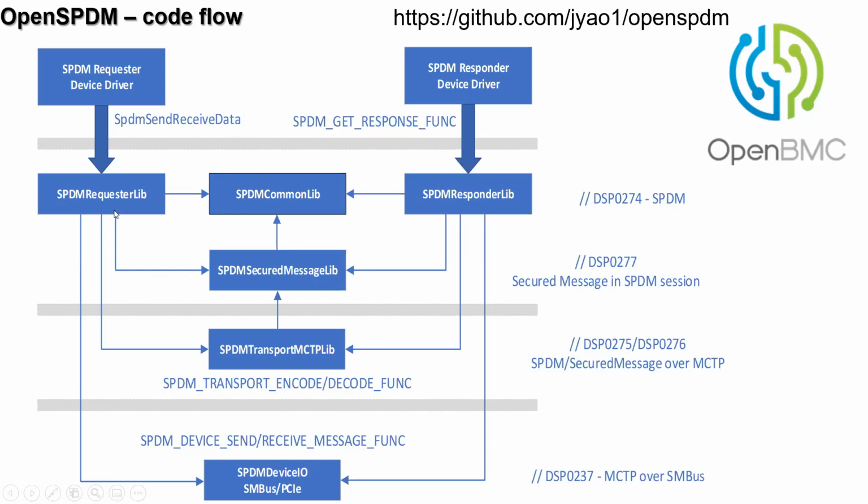So the requester library provides code for all the request commands, and it is placed in a way that each command has its own source code. The same goes for the responder library. For example, get version, get capabilities and negotiate capabilities, each and every command has its own source and how it is handled.